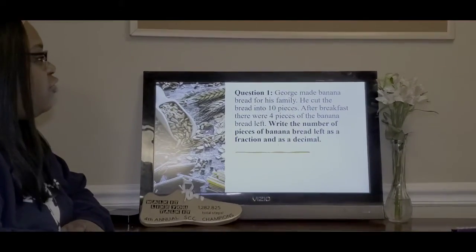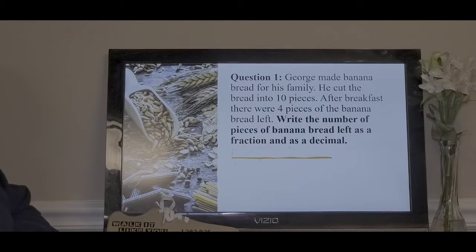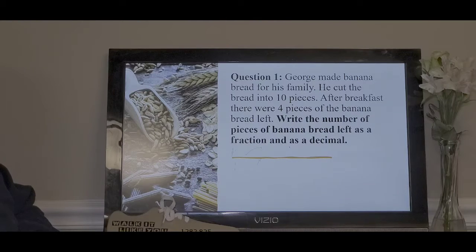Question 1. George made banana bread for his family. He cut the bread into 10 pieces. After breakfast, there were 4 pieces of banana bread left. Write the number of pieces of banana bread left as a fraction and as a decimal.